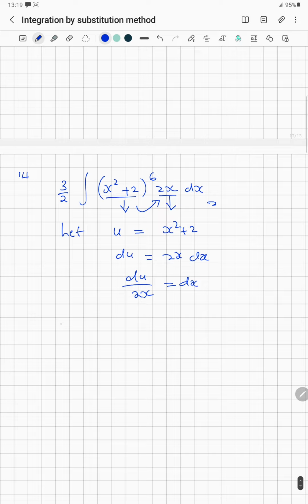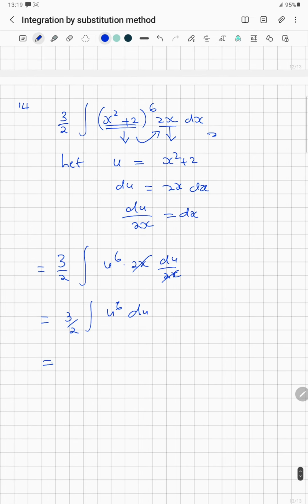This one is equals to 3 over 2, integrate u power 6. I replace the whole of this with u, and dx I replace with du over 2x. This one and this one cancel. We have 3 over 2 integrate u power 6 with respect to u, and this gives us 3 over 2 u power 7 divided by 7, plus c. And this one now we can open it to have 3 over 14 u power 7 plus c.